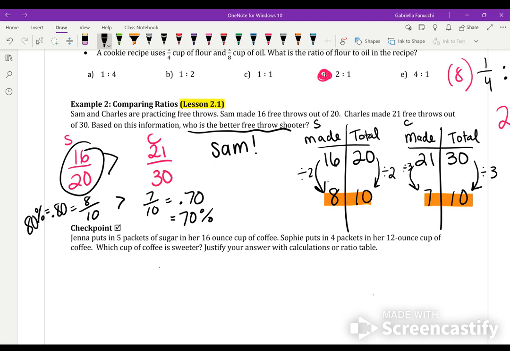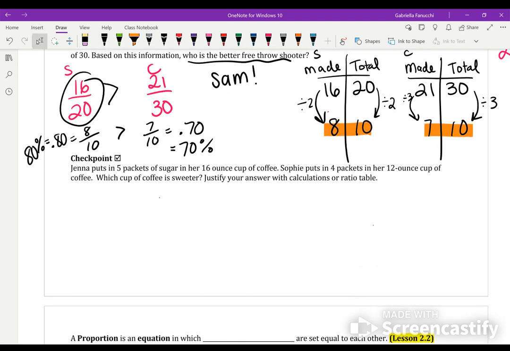Okay, so Jenna puts in 5 packets of sugar in her 16-ounce cup of coffee. Sophie puts in 4 packets in her 12-ounce cup of coffee. Which cup of coffee is sweeter? Justify your answer with calculations or ratio table. These are called ratio tables. So let's go ahead and do that again.